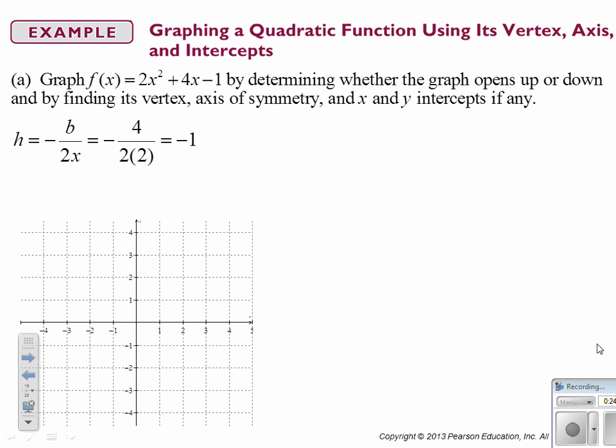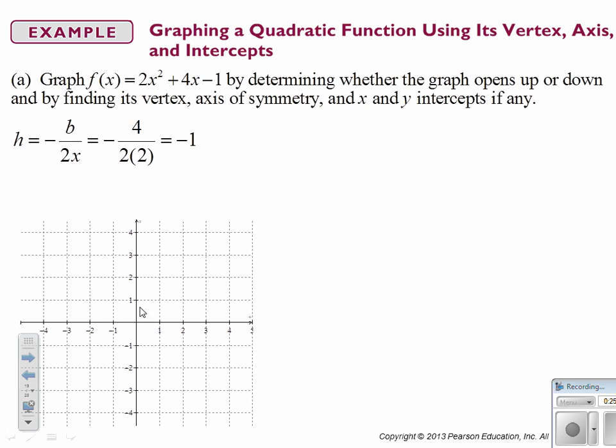So we have that negative b over 2a. I don't know why they have an x here. This should be a, negative b over 2a. So negative 4 over 2 times 2 gives us negative 4 over 4, or negative 1.